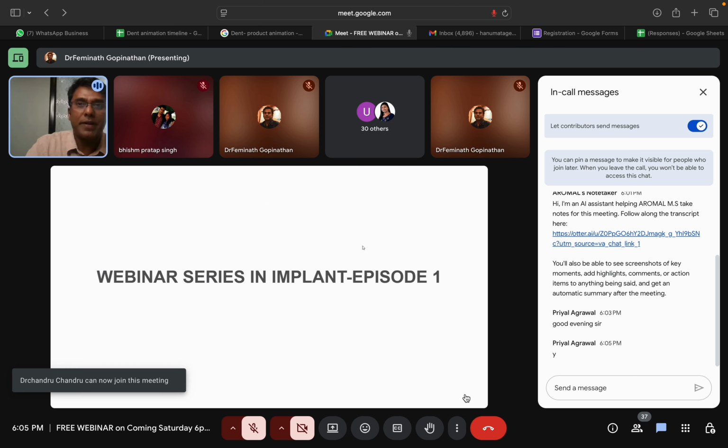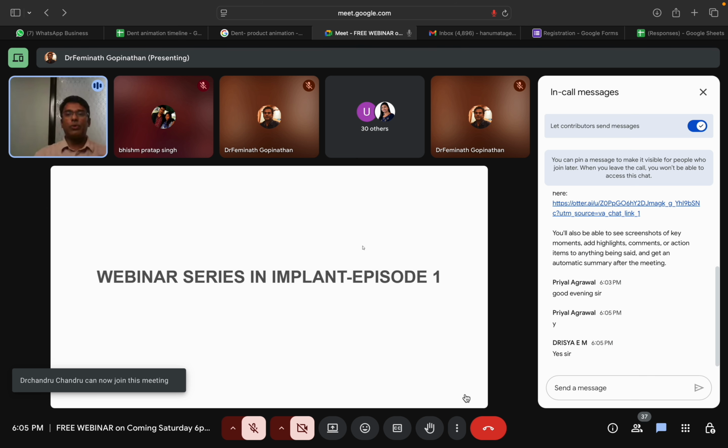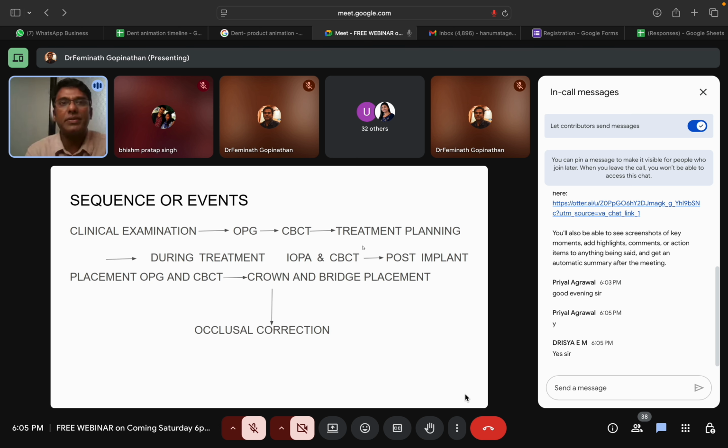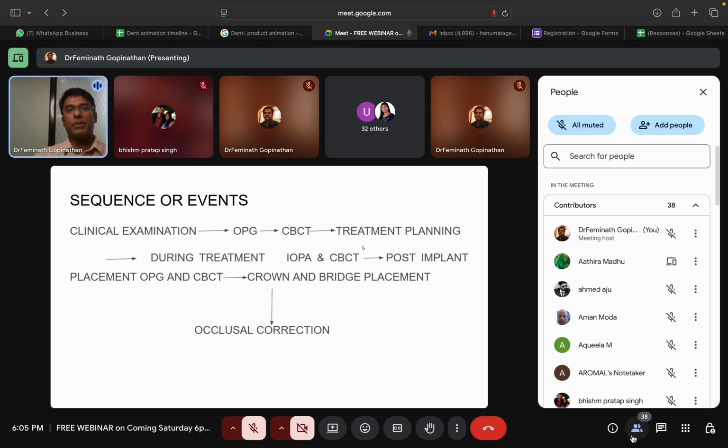Now, my primary intention is that in the first episode, I'll be taking you through the process where we search for the target landmarks in OPG. Now, I'll just tell you the sequence of events which I follow. Primarily, it's usually clinical examination according to the protocol. After that, you go ahead with OPG. Then you take CBCT. Then you do a treatment planning. During the treatment, sometimes I might take an OPG as well, IOPA and CBCT. Post-implant placement, OPG and CBCT. After which, the crown and bridge placement, occlusal correction and follow-up. These are the sequence of events which usually we follow.